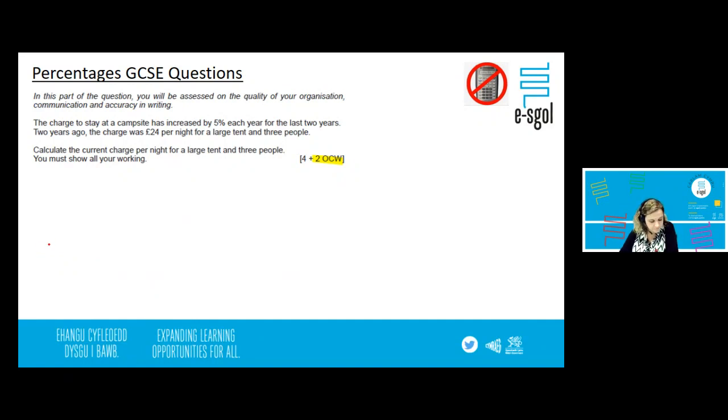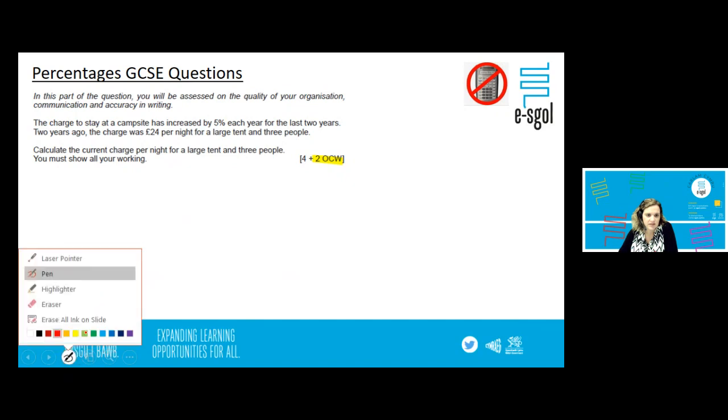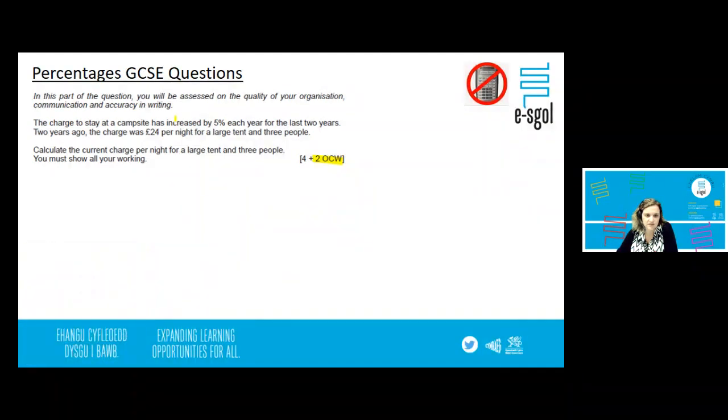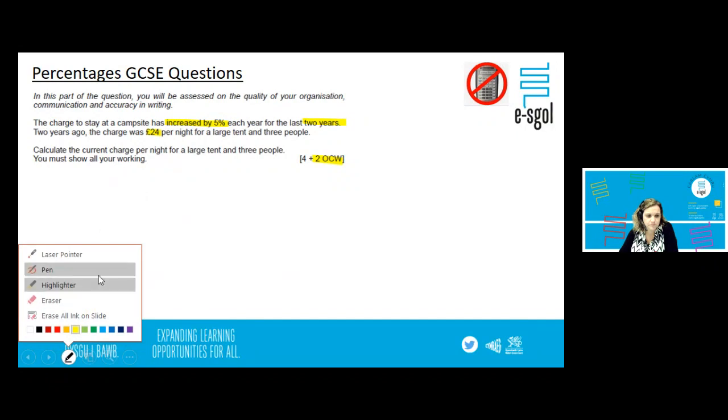So it says the charge to stay at a campsite has increased by 5% each year for the last 2 years. 2 years ago, the charge was £24 per night for a large tent and 3 people. Calculate the current charge per night for the large tent and 3 people, and you must show your workings.